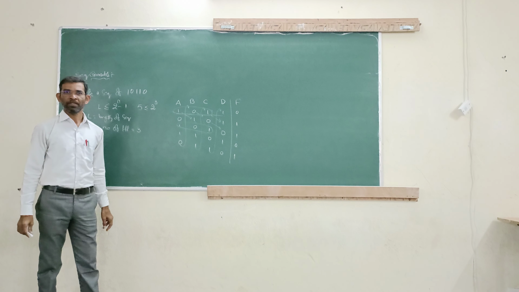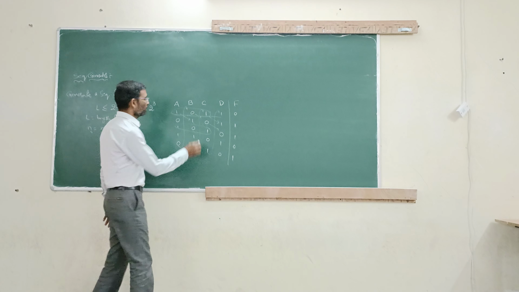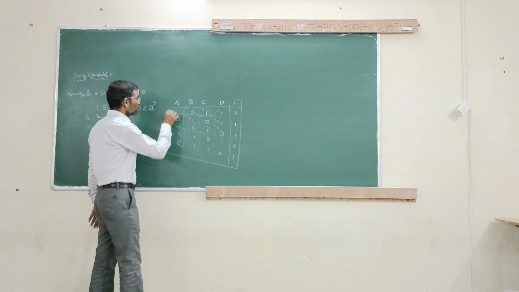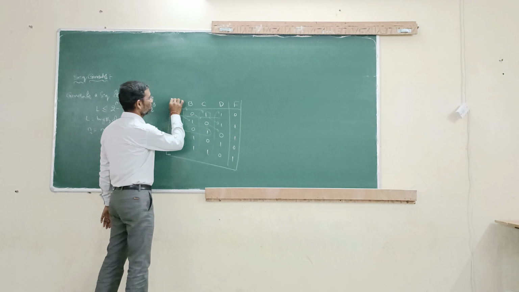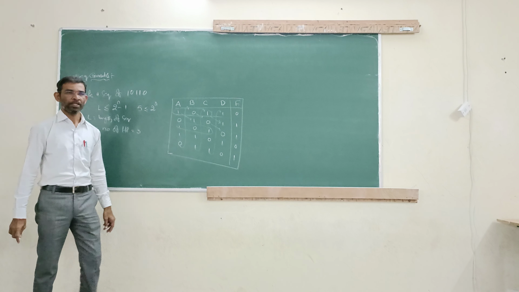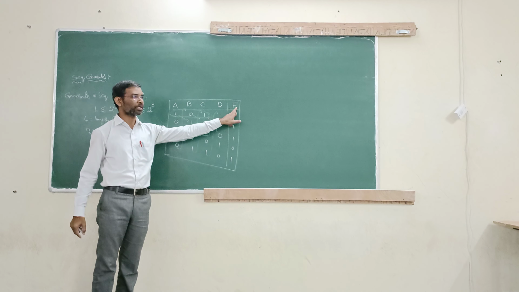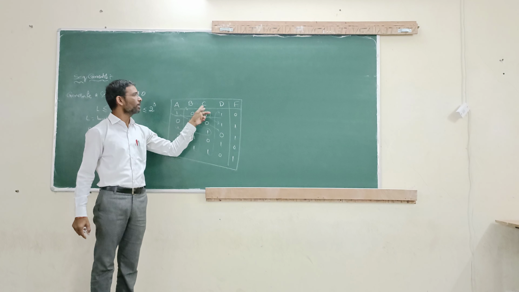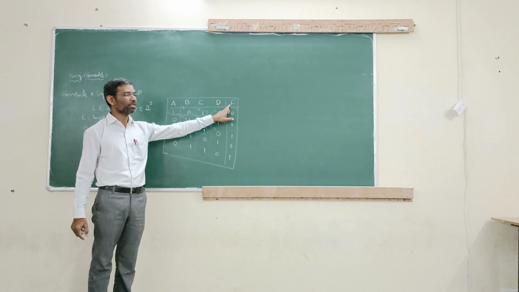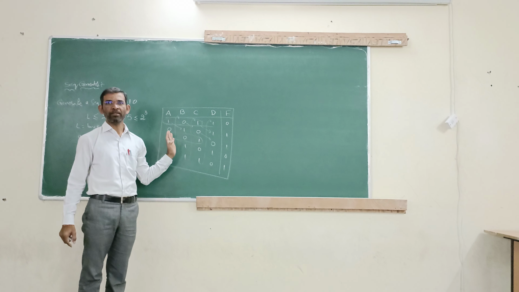Okay, here I am going to find the equation for F. Here I am going to derive the equation for F by using A, B, C, D. Is it clear? Okay. Here we are going to derive this by using a 4-variable K-map.